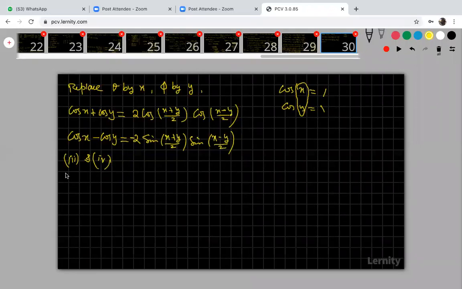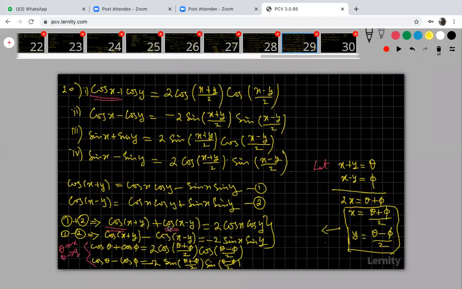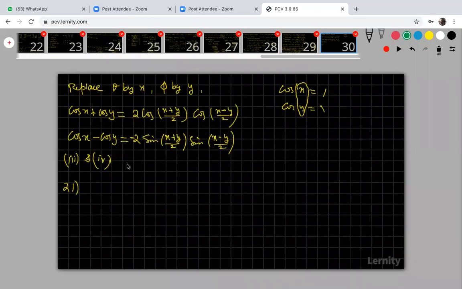And the last identity is identity number 21. Identity number 21 is nothing but this. Please look at that. Cos (x plus y) plus cos (x minus y) is 2 cos x cos y. This is identity 21. That is, cos of (x plus y) plus cos of (x minus y) is nothing but 2 cos x cos y.